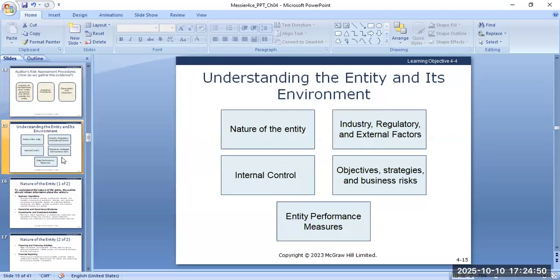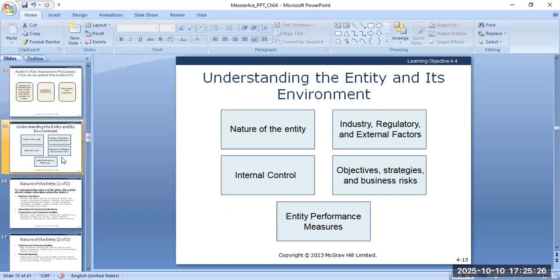How are we going to understand the entity and the environment? We see the nature of the entity. We're going to get information about the industry, regulators, and external factors. Then we're going to check the company objectives and strategies. Do they have a risk department? Are they assessing the risks?